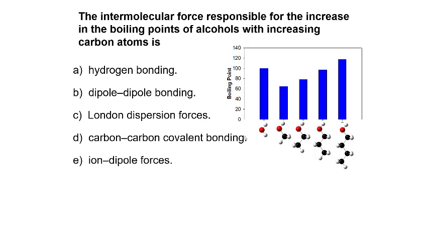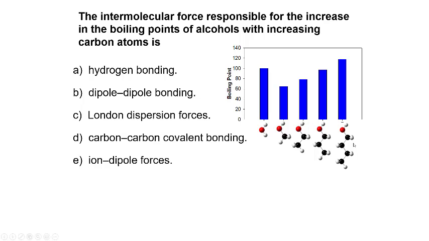Our final question states, the intermolecular force responsible for increasing the boiling point of alcohols with increasing carbon atoms is what? So we have our H2O here, and then we have CH3OH, C2H5OH, C3H7OH, and then C4H9OH. We can see that the boiling point dips as we go from water to CH3OH, and then increases steadily as we move further to the right on the table.